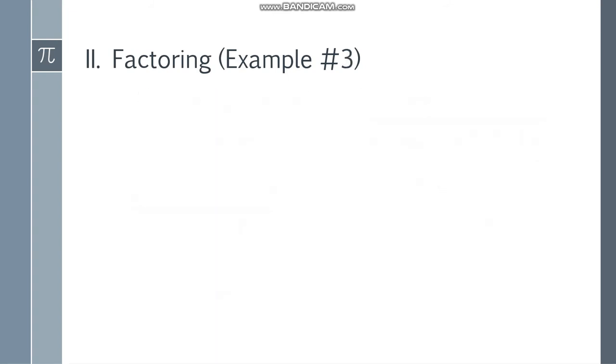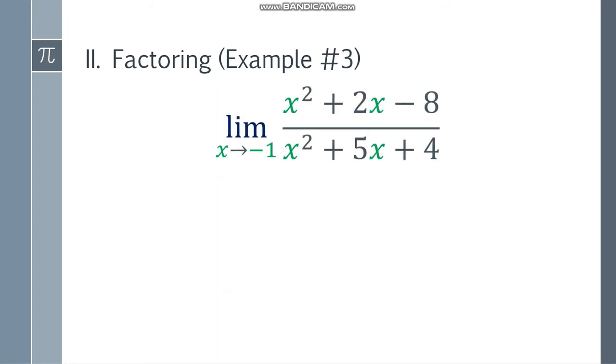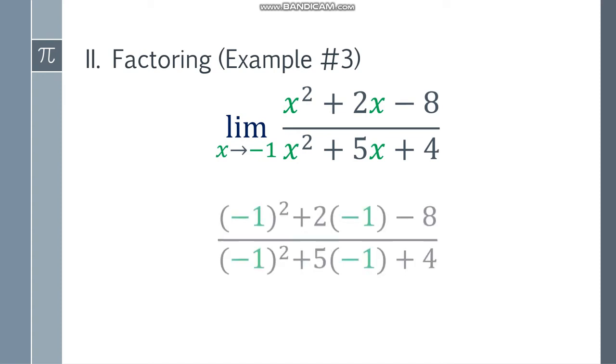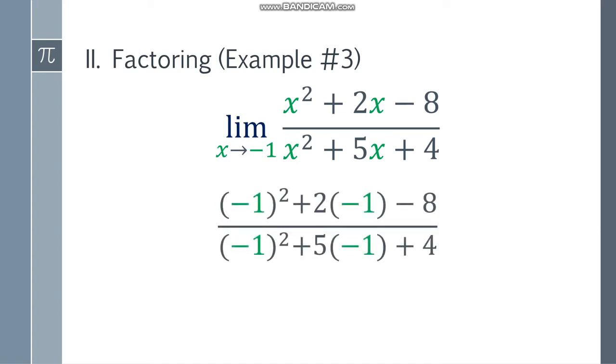Let's have the third example. What if we have this one? The limit of the function x squared plus 2x minus 8 over x squared plus 5x plus 4 as x approaches negative 1. We can do direct substitution again, but let's check the denominator. Negative 1 squared is 1, minus 5 plus 4. So 1 minus 5 is negative 4, plus 4, that will be 0.